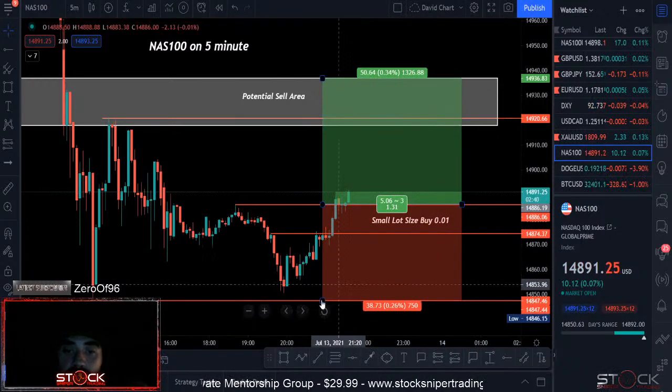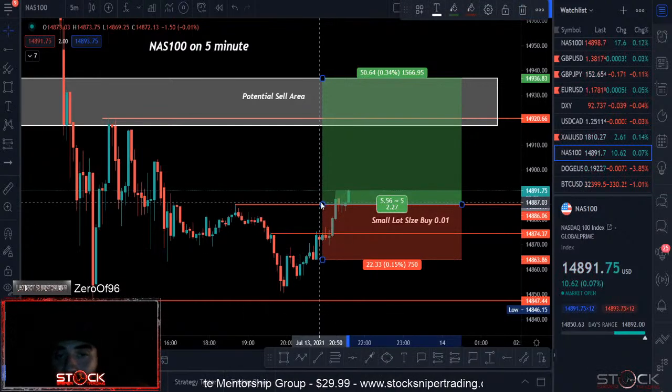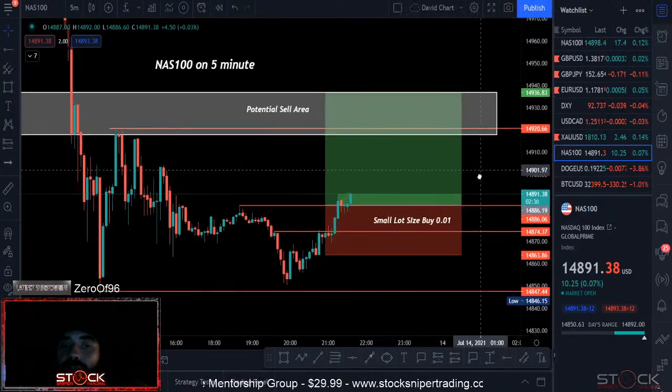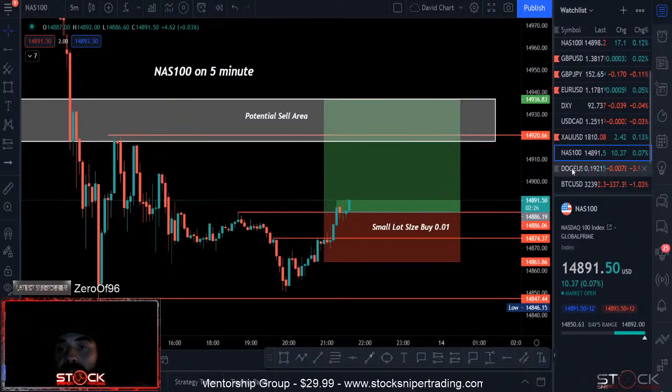Okay, so let's see if you want to move your stop loss to maybe break even. Depending on where you got in, it's totally up to you. You are in control of the way you trade. You can just see how we're trading and kind of mimic it.